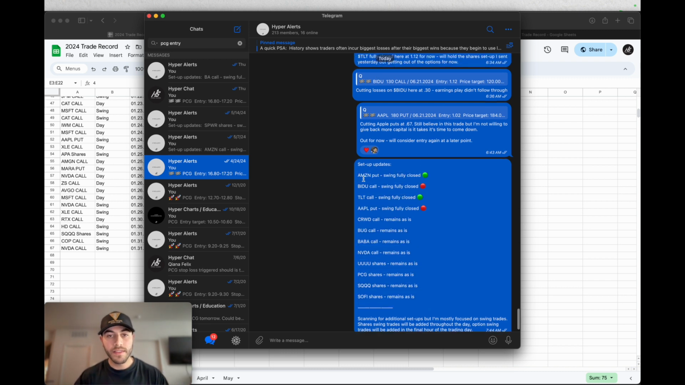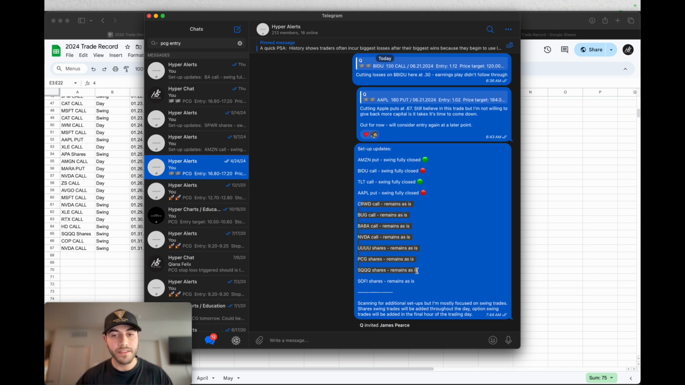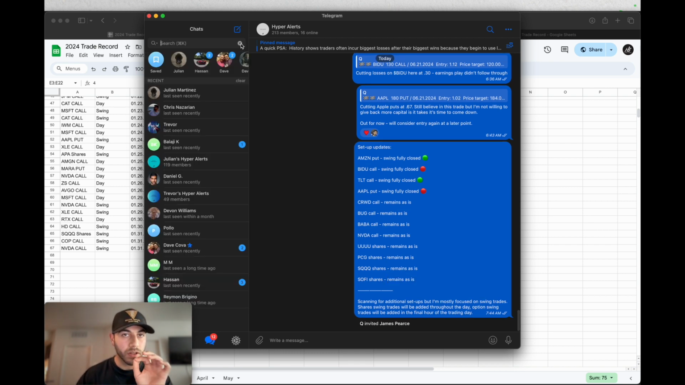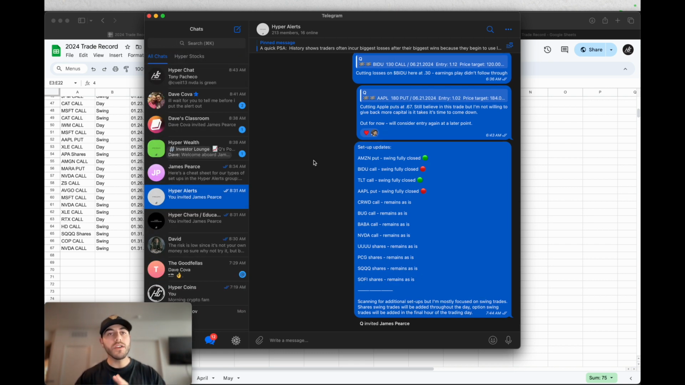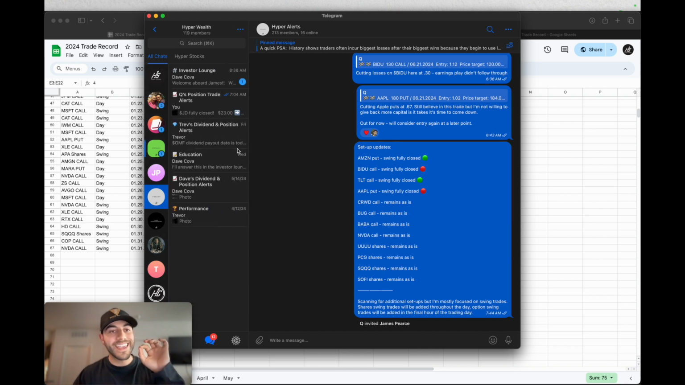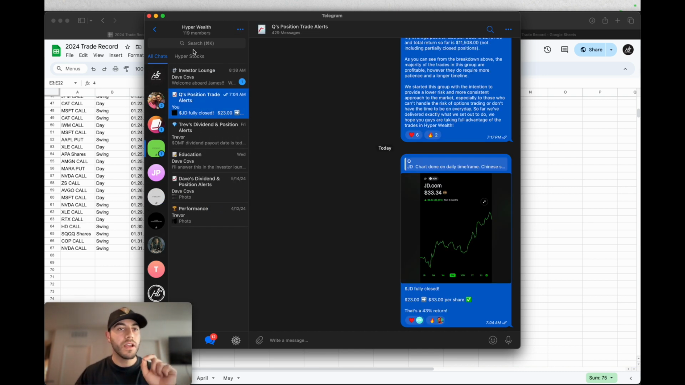For example, these are the 4 setups that we entered and exited from yesterday to today. I said that we closed them, and I marked if they were profitable or not. And then I updated the remainder of the setups, saying if they remained as is, or maybe we took profits on half, or maybe we took profits fully. And so that's as far as the hyper alerts group goes. The majority of the setups or the results you've probably seen on our Instagram or social media come from this group, and then they also come from hyper wealth under Q's position trade alerts.